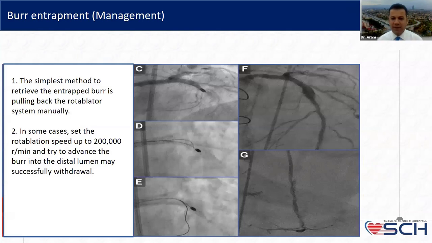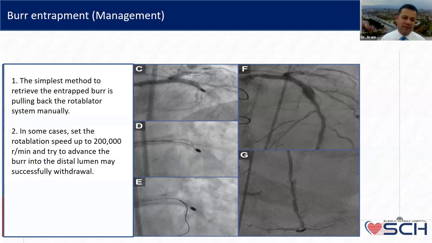Actually, for the management, there are a lot of things to do, but I think that in the vast majority of situations, surgical intervention is needed. The simplest method to retrieve the entrapped burr is pulling back the rotablator system manually.